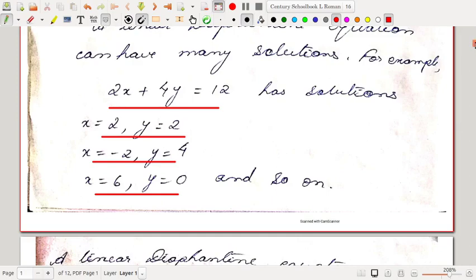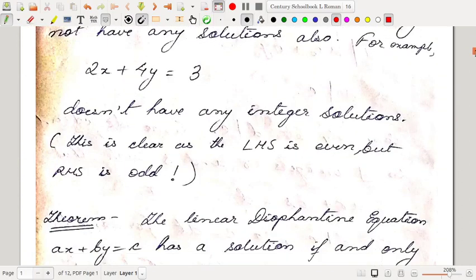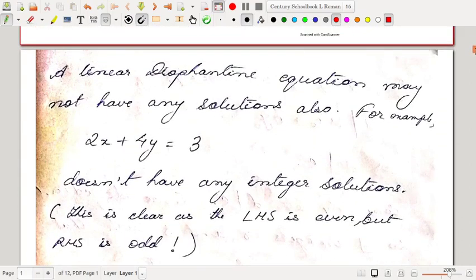However, a linear Diophantine equation may also possess no solution. It may also happen that there are no integers which satisfy a particular Diophantine equation. For example, 2x plus 4y equal to 3. This equation does not have any integer solutions. How can we justify this? In this case, it's quite simple to justify.